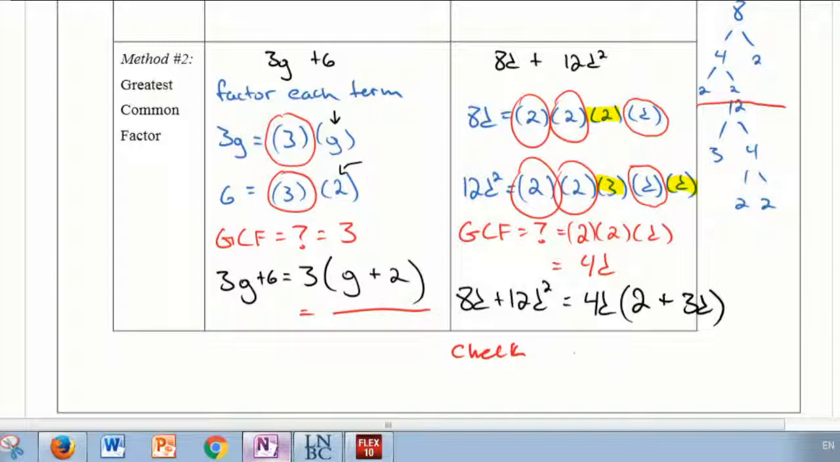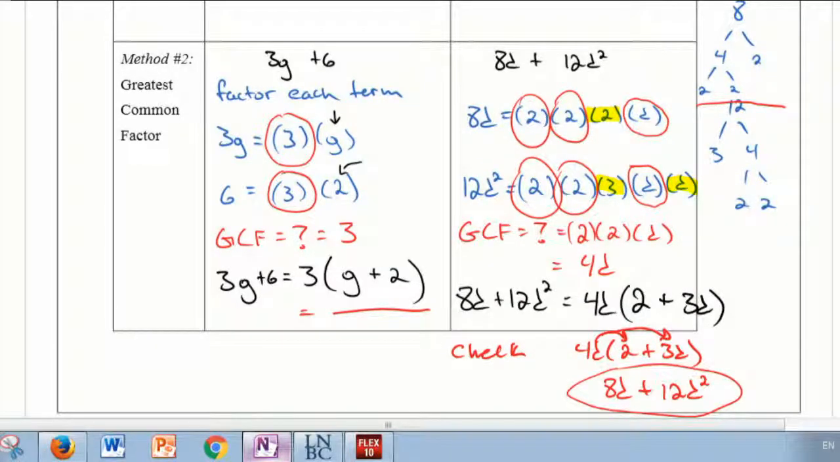Here's our check. So 4d, 2 plus 3d. Does it work out? I multiply this and that. So 4d times 2 is 8d. 4 times 3 is 12. And then d and d is d squared. Is that what I started with? Did I start with 8d plus 12d squared? I did. So it looks like I did it right.